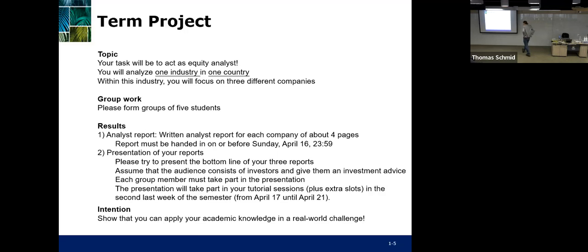So when will we do the presentations? Well, we will do them in the second last week of the semester, which is April 17 to April 21. And we will have multiple sessions. Each session will be 60 minutes and have 5 groups. Okay? Of course, you do not have to attend the other sessions, you only attend your own session.